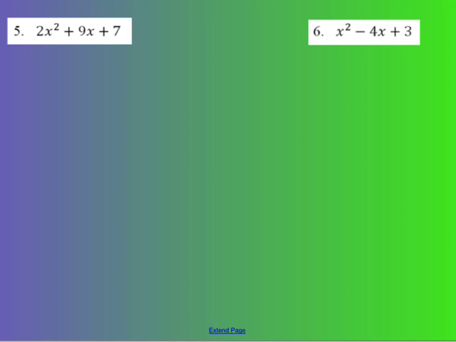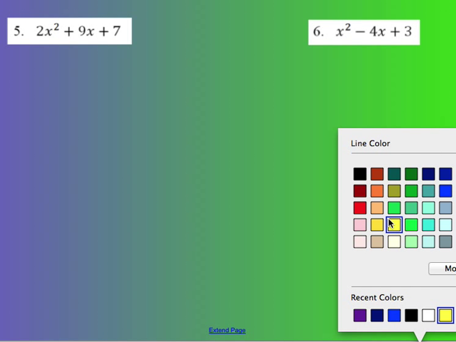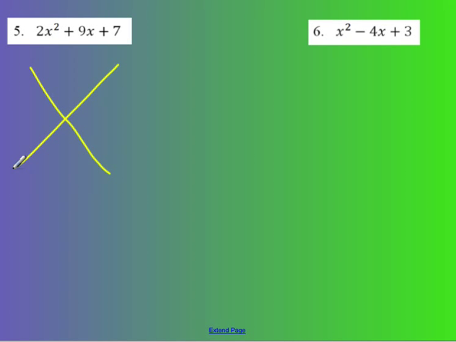Let's take a look at number 5. So for number 5, we're going to set up our x. So to set up our x, we're going to multiply our first and our last terms. Well, 2 times 7 is going to give me 14. So we're multiplying to 14 and adding to 9. So that's going to be 7 and 2.